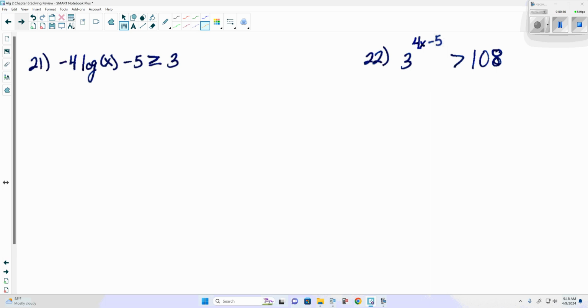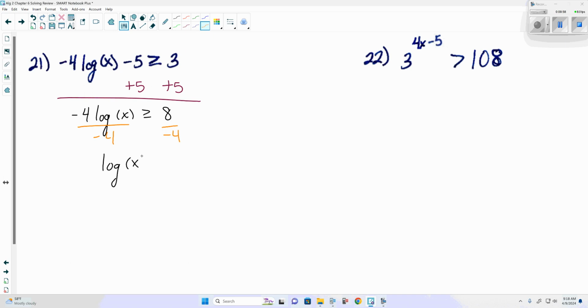Let's look at 21. Is the logarithm by itself? No. So what do we do first? We'd add 5, telling us negative 4 log of x is greater than or equal to 8. Yes? Then we would divide by negative 4. That would give us log of x on the left side.